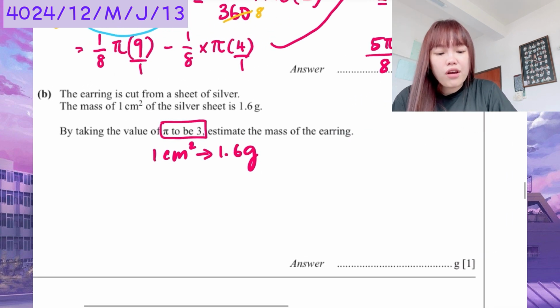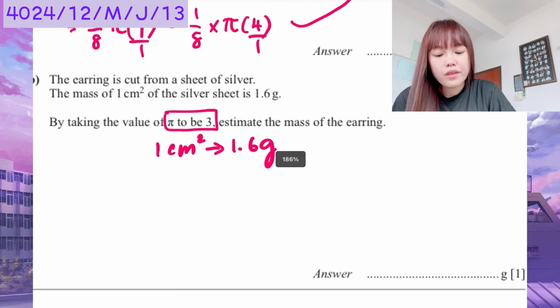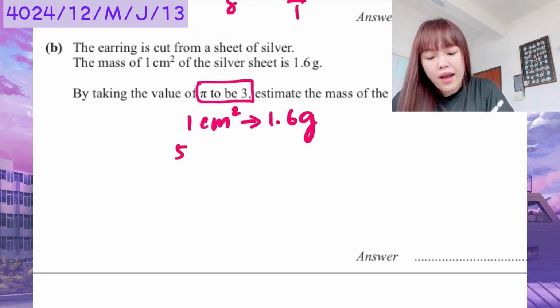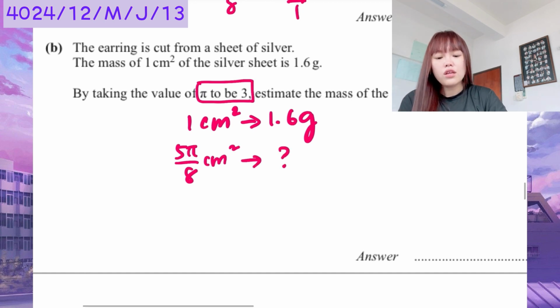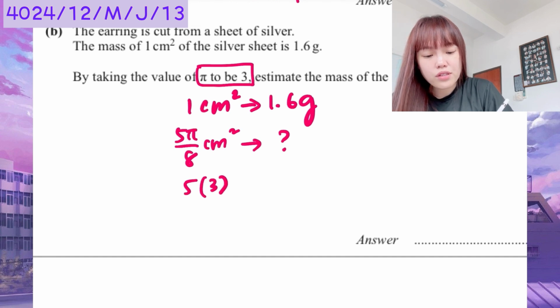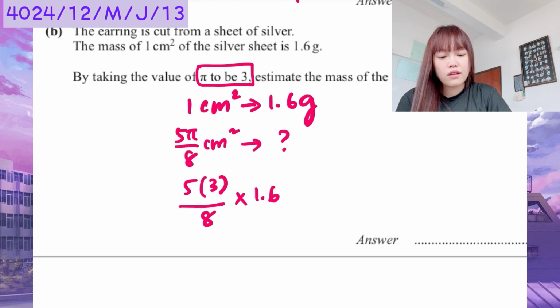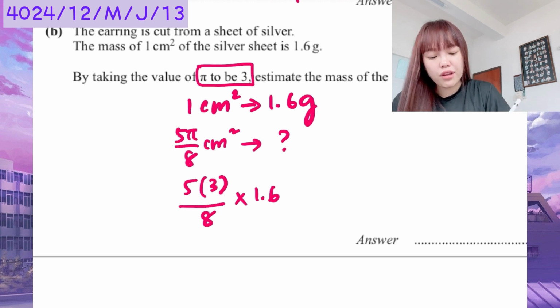Okay, the area we found earlier in part A already, 5 pi over 8, okay? So 5 pi over 8 area is how many gram? That's the question, okay? So you need to times. So 5 pi, your pi is 3, because the question says let pi be 3. This is 5 pi over 8, times with 1.6 to find out how many gram of the earring.